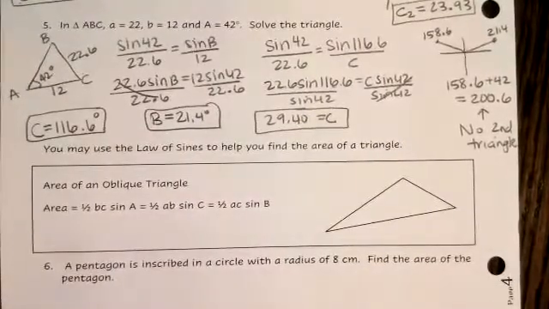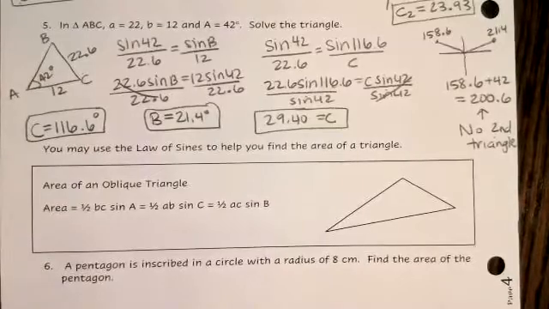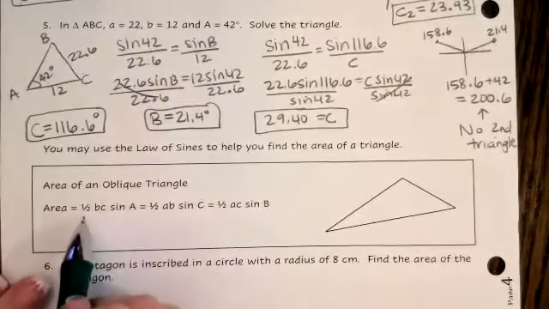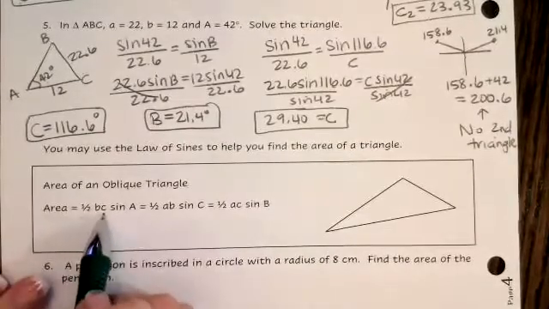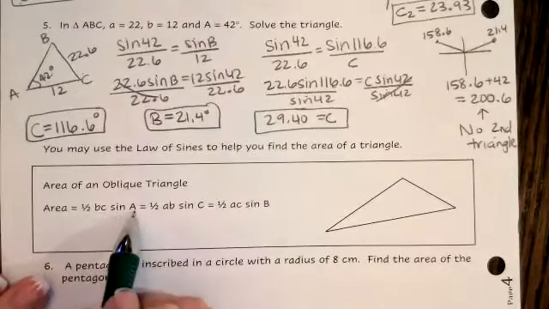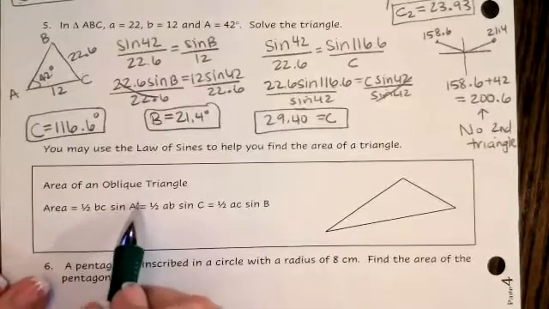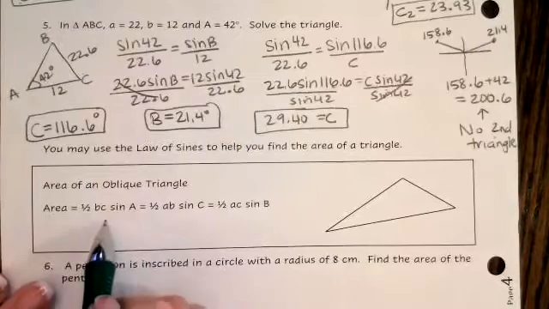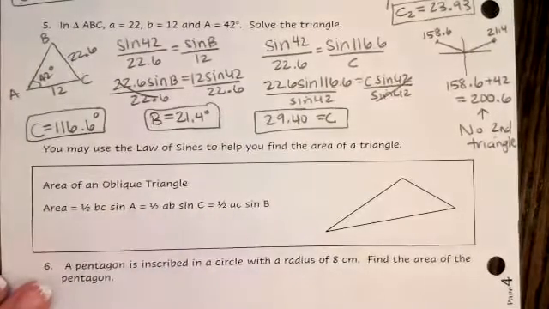With the right triangles, you just did half base times height, so it was a little bit easier. With these oblique triangles that are not right triangles, there is a formula to find the area. It is 1/2 times the side BC and sine A. And then you'll see there's another equal sign here. That means you can use either one of these formulas. There's 3 different ones there. So it just depends on what you're given.